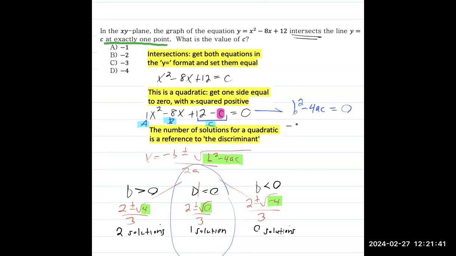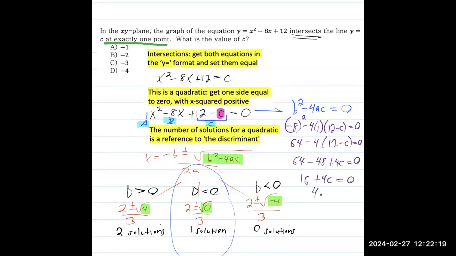We can go ahead and say negative 8 squared minus 4 times 1 times 12 minus c equals 0. Multiply the negative 4 and the 1, we'd have negative 4 times 12 minus c. And then squaring the negative 8 squared is positive 64. So now we can distribute that negative 4. 64 minus 48 plus 4c equals 0. 64 minus 48 is 16. So 16 plus 4c equals 0.